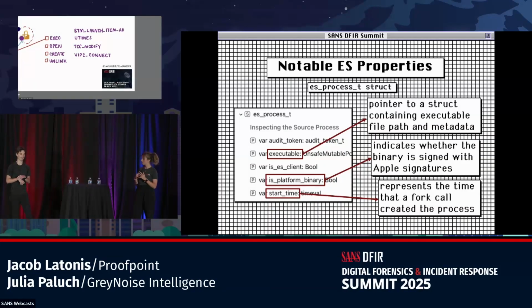And next we have platform binary. So this is a quick way to check if the binary is signed via Apple signatures or if it's signed at all or things like that. And then we do have a start time timestamp, which is for when the process that did the thing that the event happened, when that was actually forked by the system.